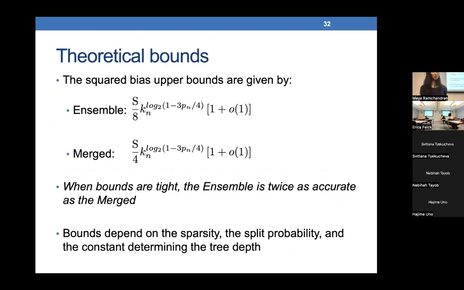Given all of these pieces, we can now derive upper bounds of the mean squared error for the ensemble and the merged learner, and show that when the bounds are tight, the ensemble is exactly twice as accurate as the merged in this framework. The bounds depend on the sparsity, S, the split probability, P sub n, and the constant that determines the tree depth, K sub n. These are upper bounds and not tight limits, which is, as of yet, the best that we can do. Actually, the paper that we were basing these derivations on showed that you could not tighten the bounds any further than what they are.